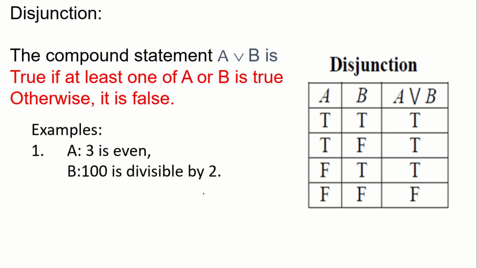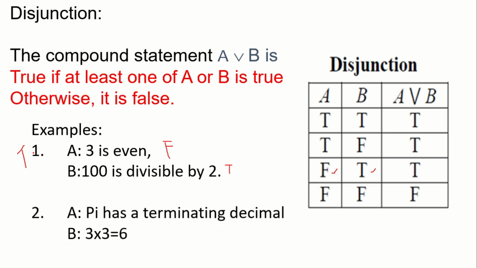Examples. 3 is even, this is false. 100 is divisible by 2, and this is true. So we have false, true. At least one is true, so the overall statement is true.